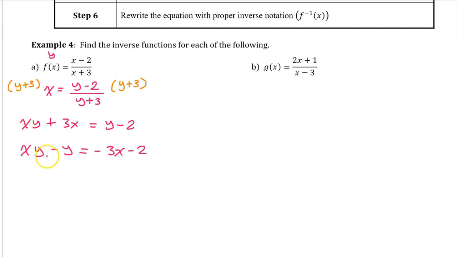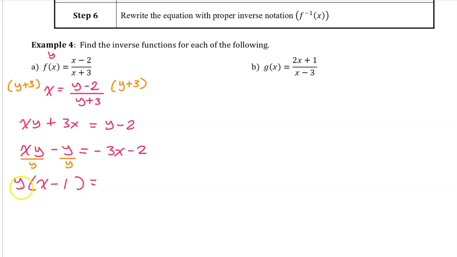Remember that our ultimate goal is to solve for y. So the reason why we got all of the y's on the left is so we can factor the y out as a common factor. Think GCF. So if I factor a y outside of parentheses, that's going to leave x minus 1 on the inside.